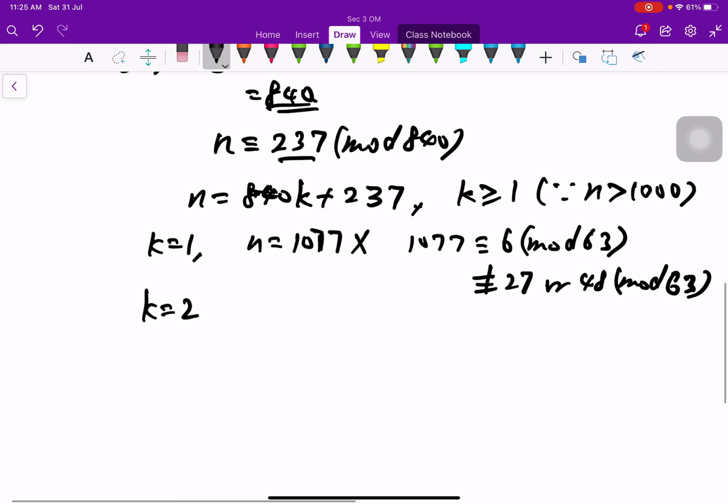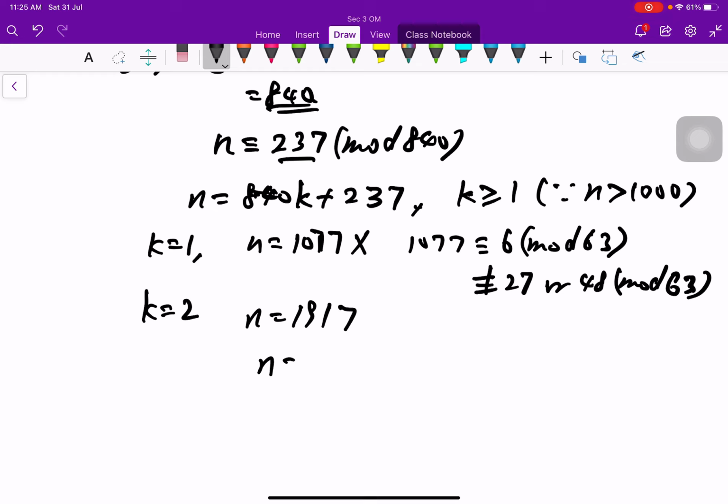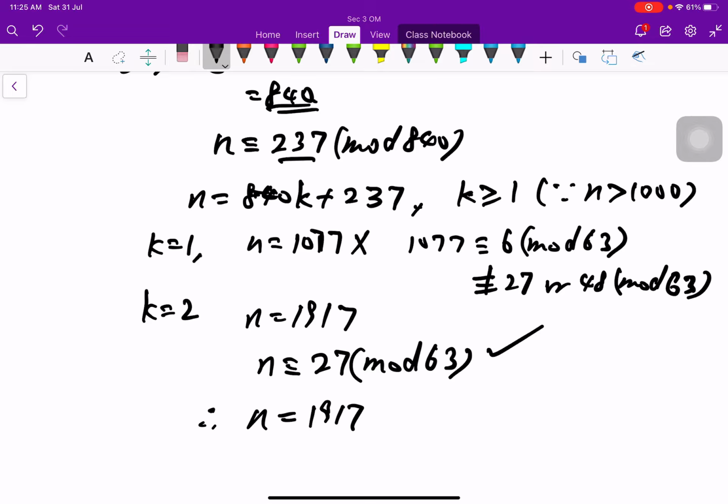Then we go on to say k is 2. When k is equal to 2, you will actually get this number, n is 1917, right? And 1917, you can see that 1917 is congruent to 27 modulo 63. Therefore, you are right. We are done already. Therefore, the number n is actually 1917.